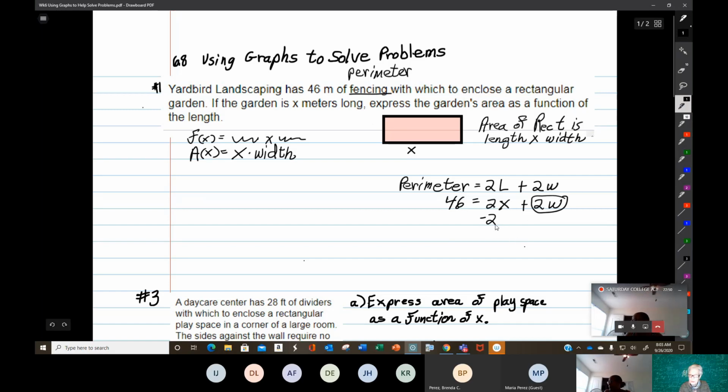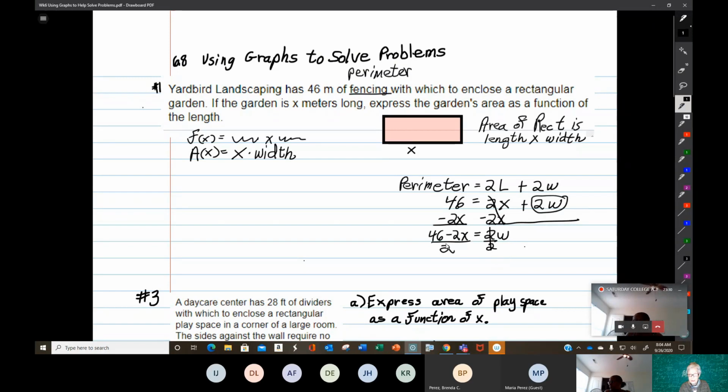And I'm going to subtract 2X from both sides of the equation. And that will give me 2X minus 2X is 0. So I will have 46 minus 2X over on the left-hand side and 2W on the right-hand side. Now to solve for W, I divide by 2 and I divide by 2. The 2's cancel, leaving me with W.